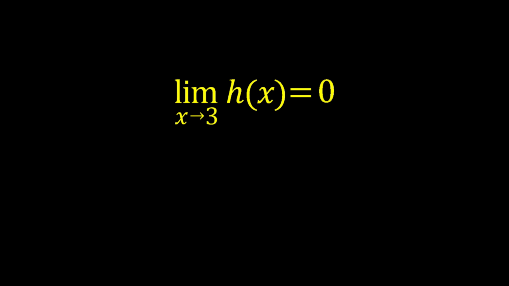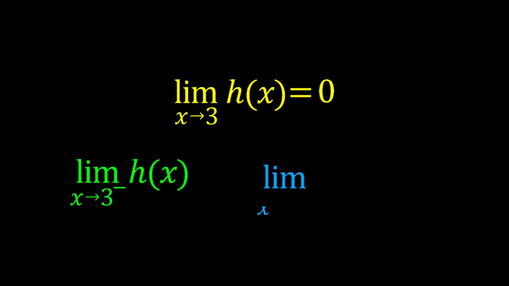Alright, last problem. Given that the limit of h of x as x approaches 3 equals 0, what are the one-sided limits equal to? I'll give you one last opportunity to work it out yourself.